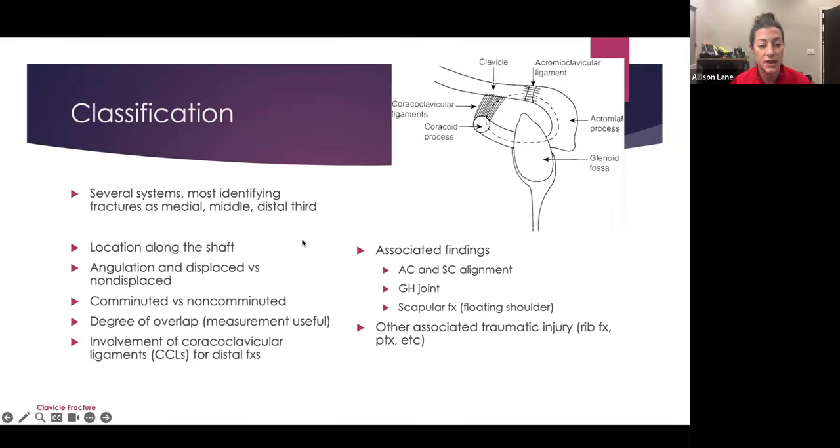And then obviously, again, clavicle lies up on the chest wall, so you have to consider other traumatic injuries, rib fractures, pneumothorax, neurovascular injuries, those things.